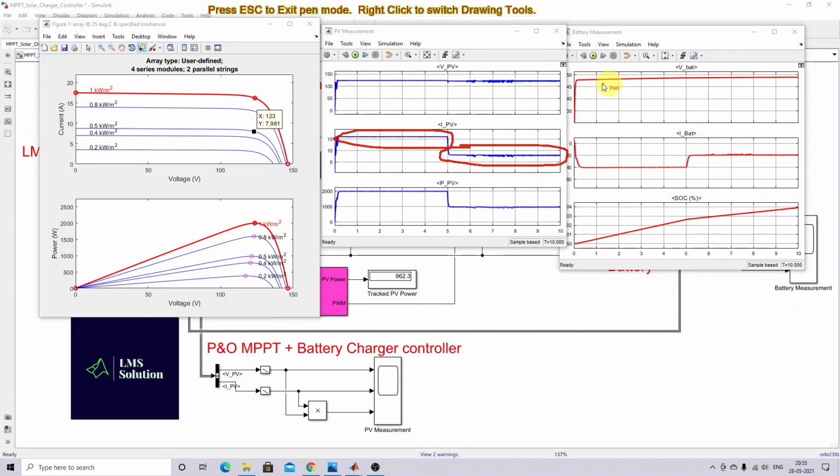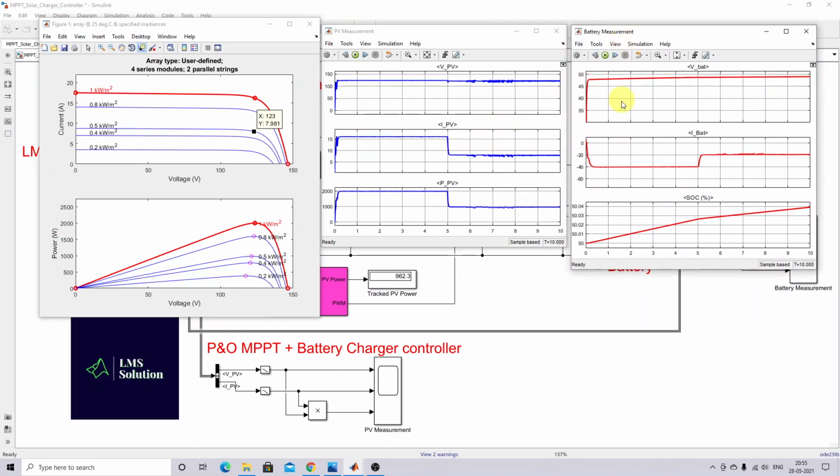So here you can see that the battery voltage keeps on increasing, right? And also you can see that the battery current is negative. Negative means nothing but that the battery is in charging condition, right? So for 1000 watts per meter square, the charging current is around minus 40 amps.